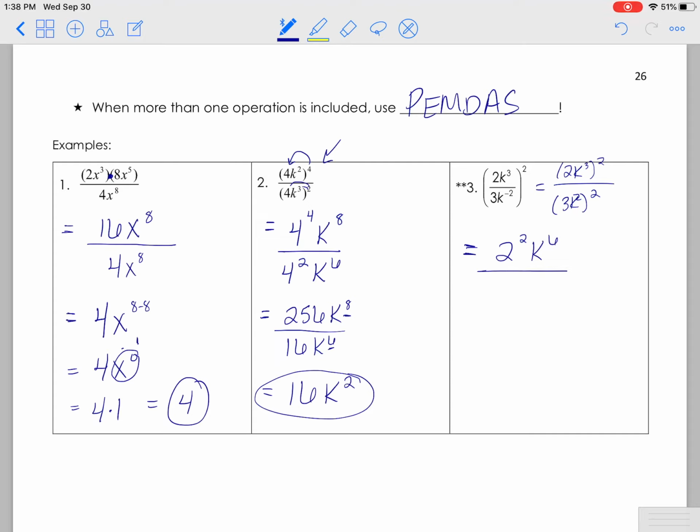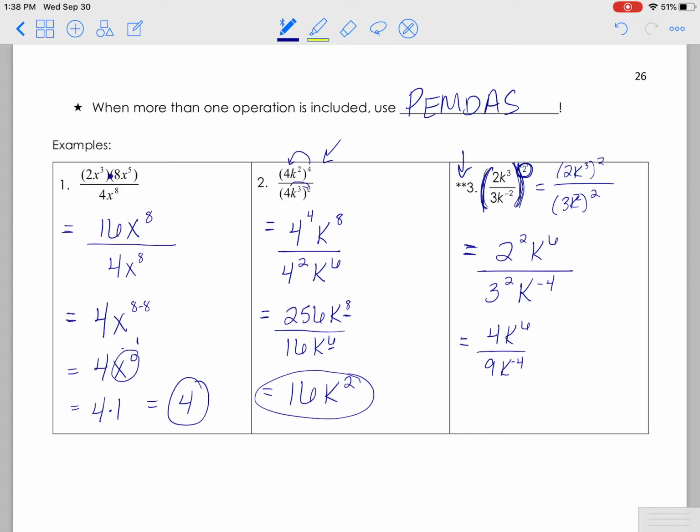k to the 6 divided by 3 squared, because again, this power rule is being applied to this entire fraction. Okay, that's why there's the stars. This is a hard one. And k to the negative 4. So this is the same thing as 4k to the 6 divided by 9k to the negative 4.